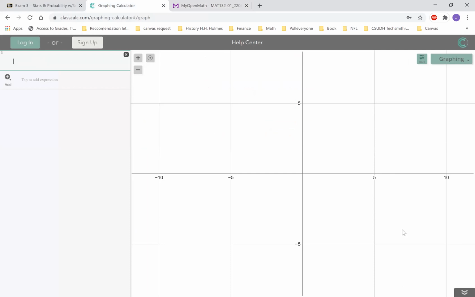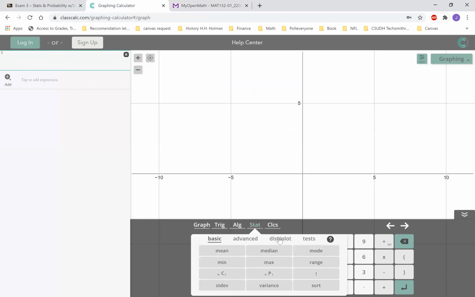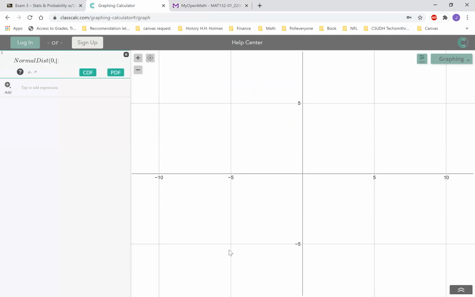All right. So in ClassCalc, let's get the keyboard going. You first want to hit stats, then you want to go distribution, and then normal distribution. Like I already said prior, you put 0, 1. You hit CDF. For CDF, you say the lower bound is negative 1.11. My upper bound is infinity.